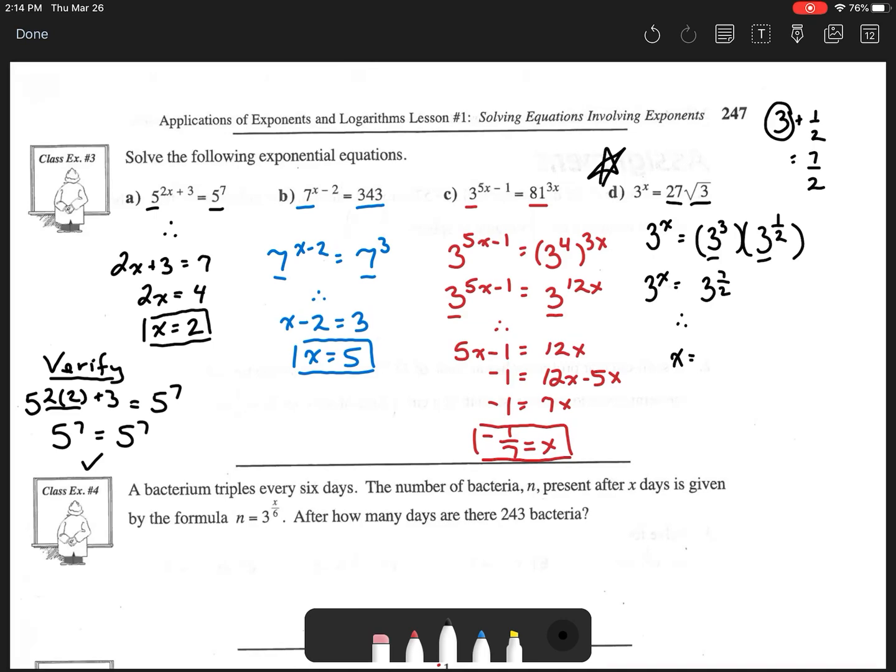Now you just equate the exponents. So x is equal to 7 over 2. And there are no extra steps that are needed. Okay, that's your final solution.